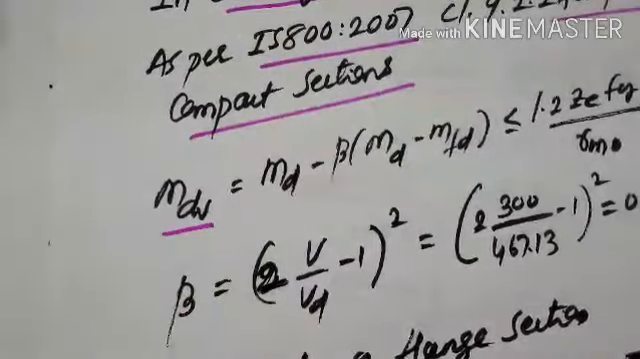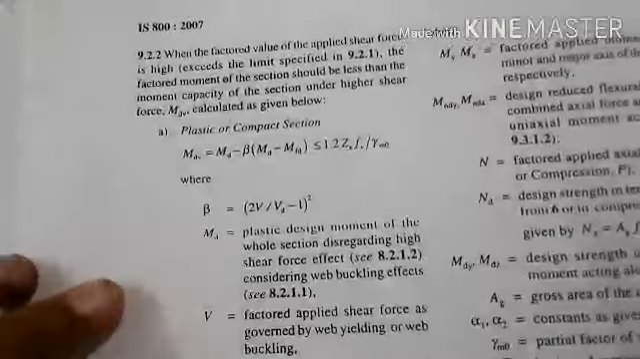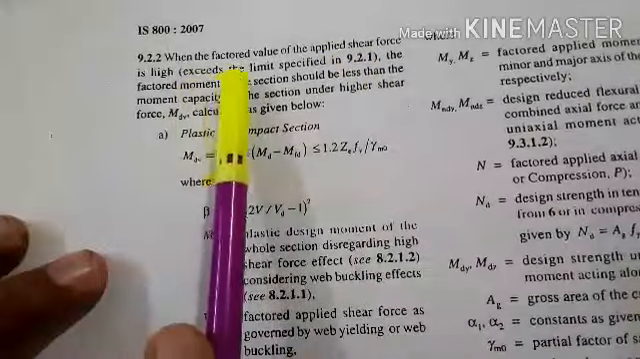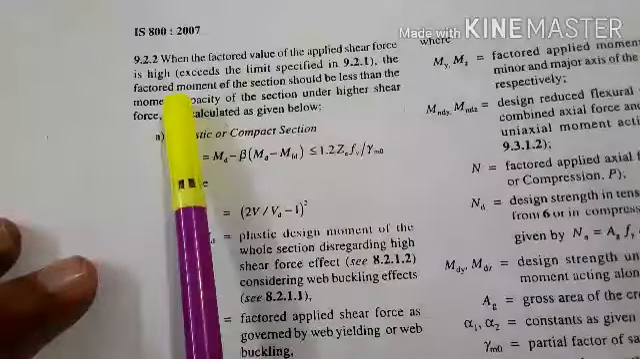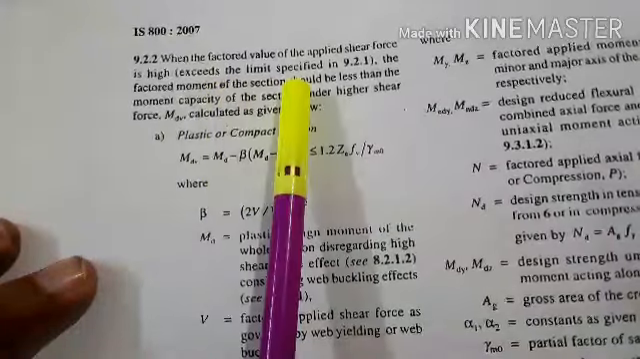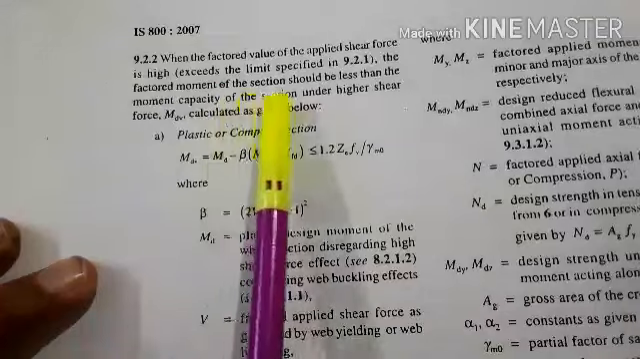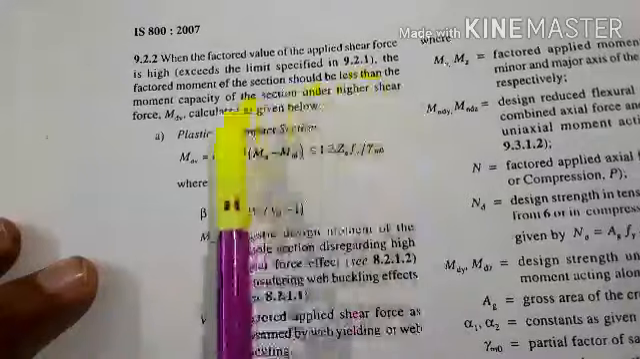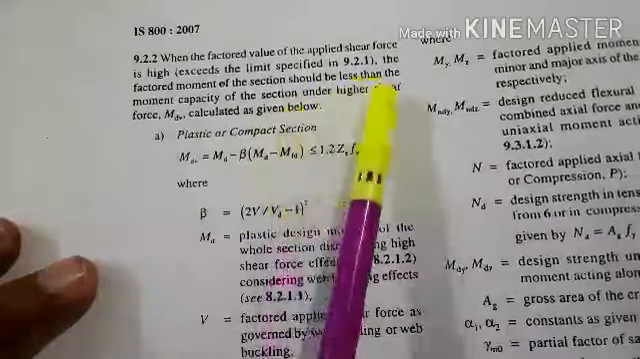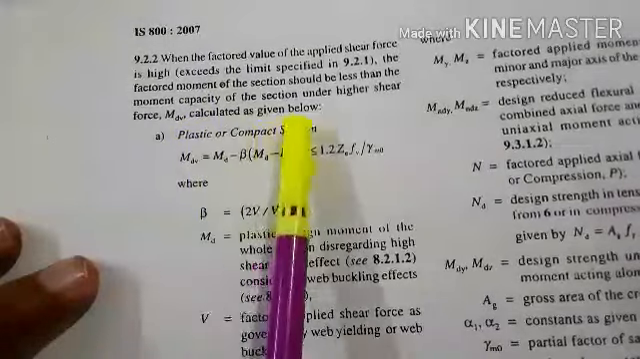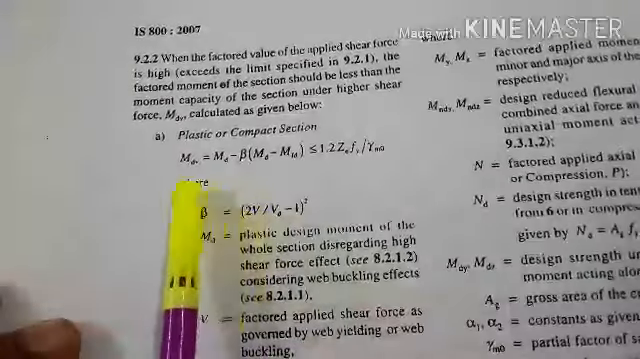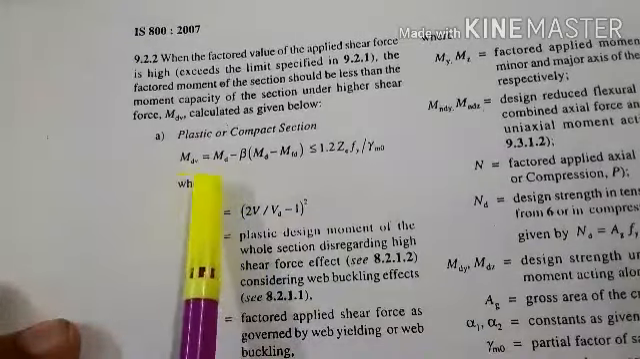But what is given in the next clause, here in 9.2.2: when the factored value of the applied shear force is high and exceeds the limit specified, then the factored moment of the section should be less than the moment capacity of the section under high shear force, Mdv, calculated as given below. Okay, then this is the formula to be used to calculate the design bending strength Mdv.